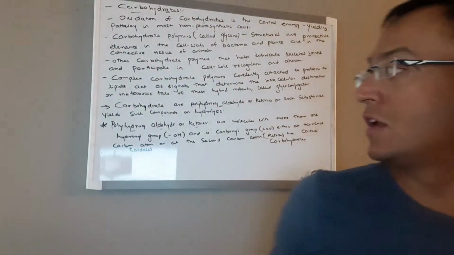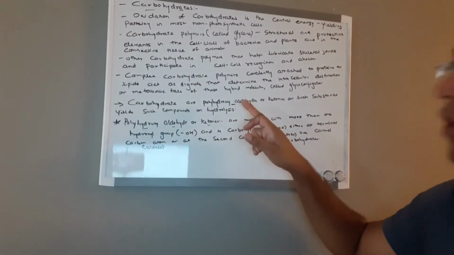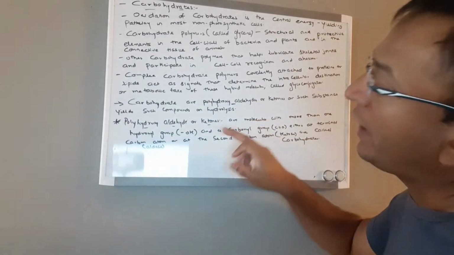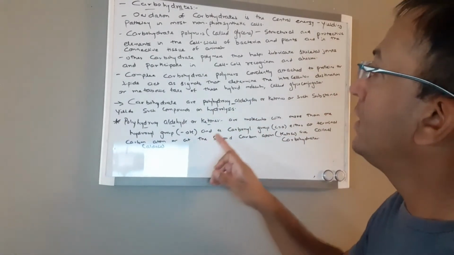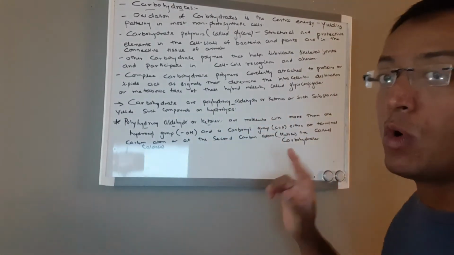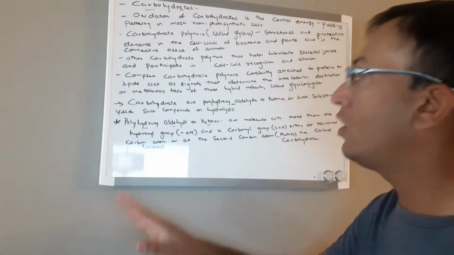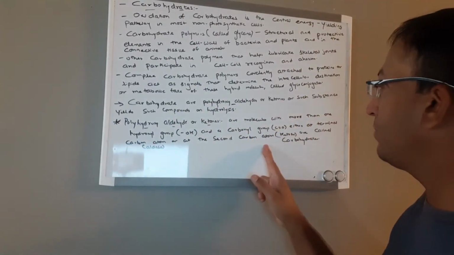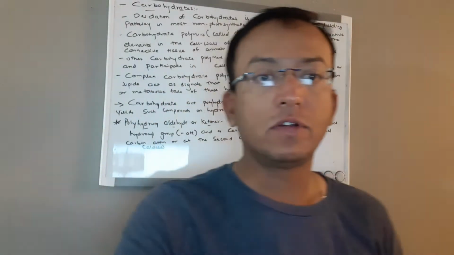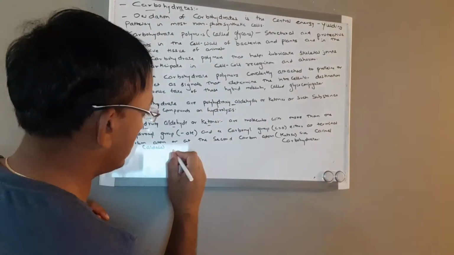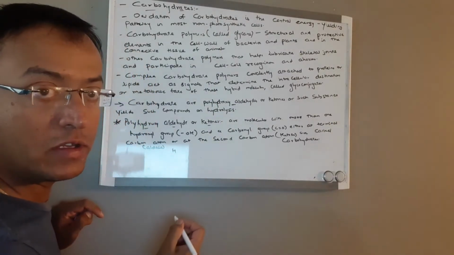Right, so this is what carbohydrates are. They are polyhydroxyaldehydes, right? And what is polyhydroxyaldehyde? They are molecules with more than one hydroxyl group and a carbonyl group either at the terminal end or at the second carbon atom, called aldose. I will show you the formula so you will get a clear picture. So it represents something like this.